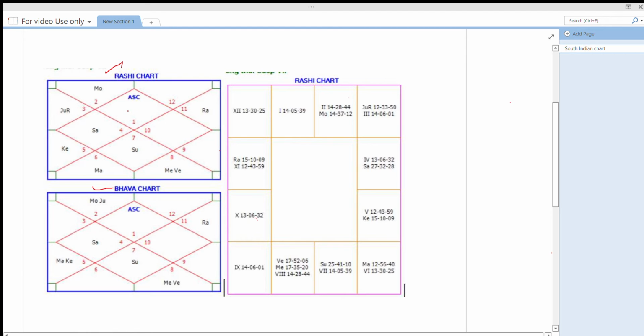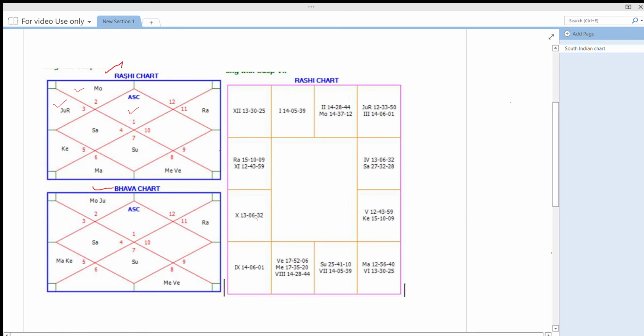In the North Indian chart, we talk about the houses. This is our first house, this is the second house, this is the third house, and we keep going till the 12th house. And we know we go anti-clockwise. And the same rule applies to the Bhava chart.